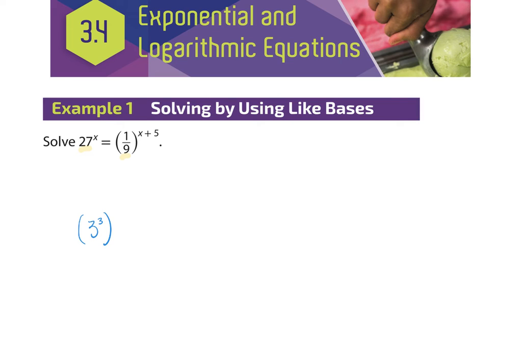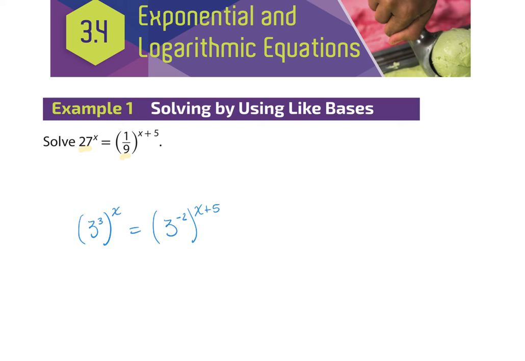I can rewrite 27 to be 3 cubed. Everybody agree with that? That is 27. So 3 cubed to the x. I can rewrite 1/9 to be 3 to the negative 2. Does everybody agree with that, right? Remember, if it's in the denominator, that's just a negative exponent. And that is to the x plus 5. So I can rewrite these to be common bases, all right?